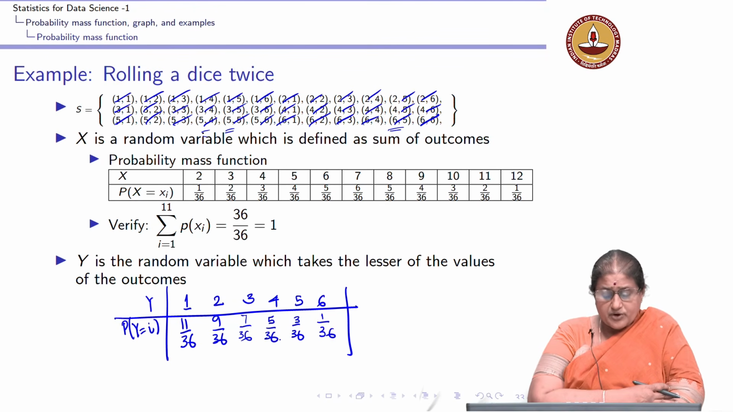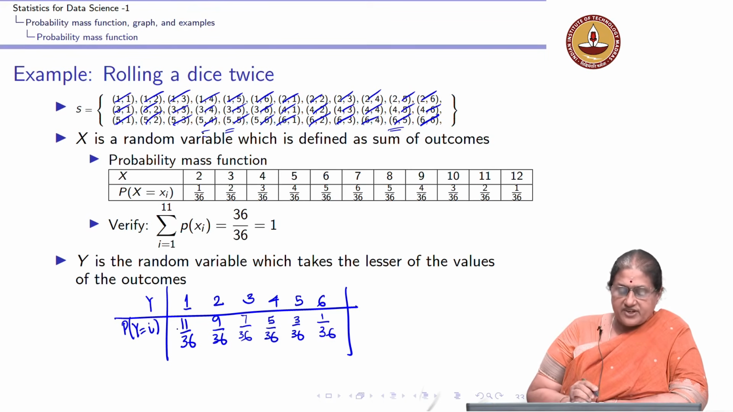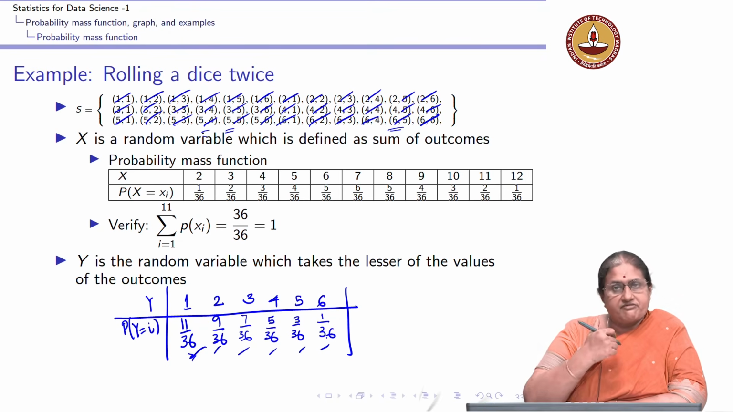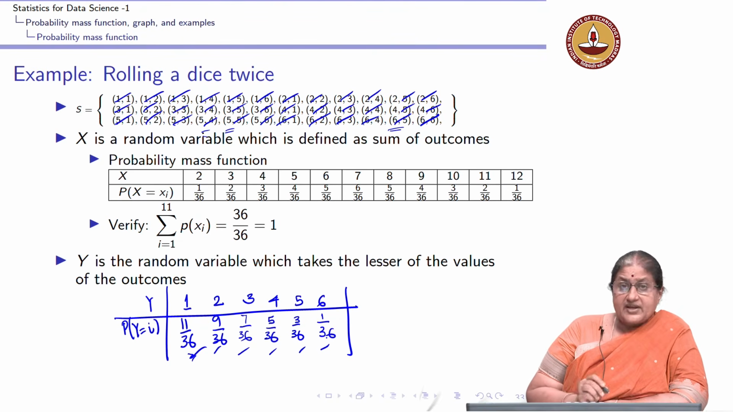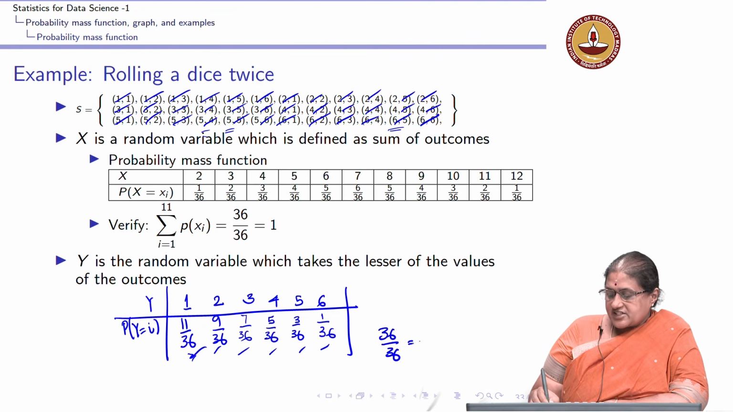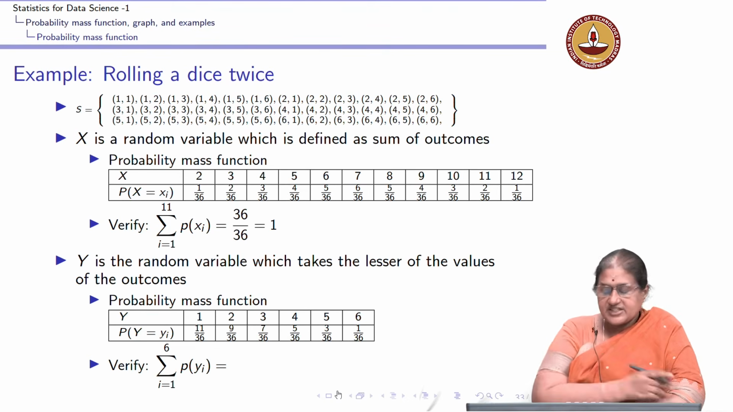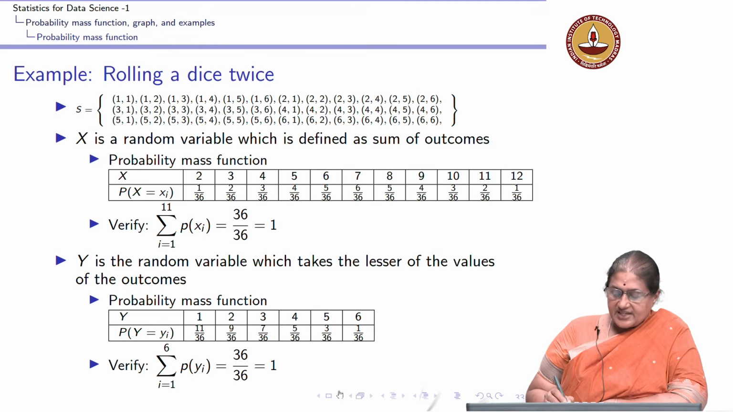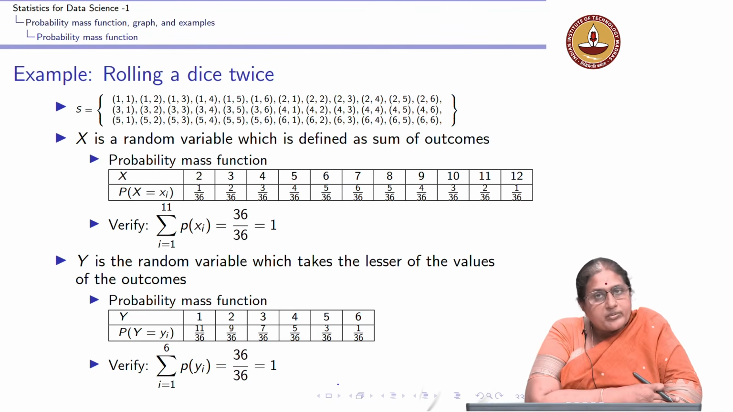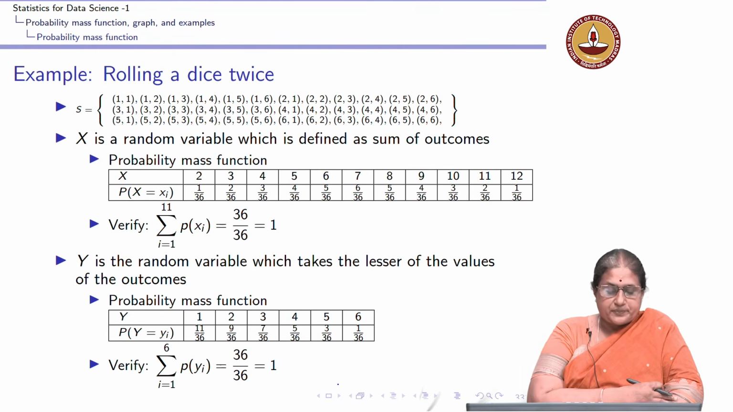Again, is this a probability mass function? Let's verify. I know all of them are greater than or equal to 0. So, the first property is satisfied. The second property: 11 plus 9 is 20, 20 plus 7 is 27, 32, 35, 36. It is actually 36 by 36, which is equal to 1. So, both the properties are satisfied, and hence this also defines a probability mass function.